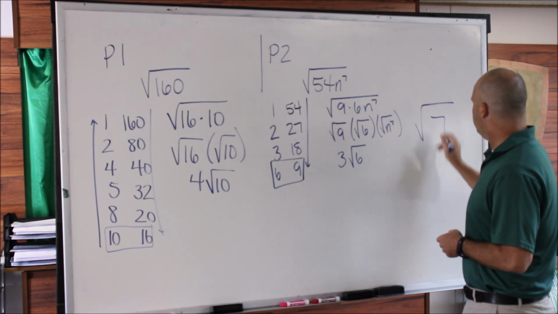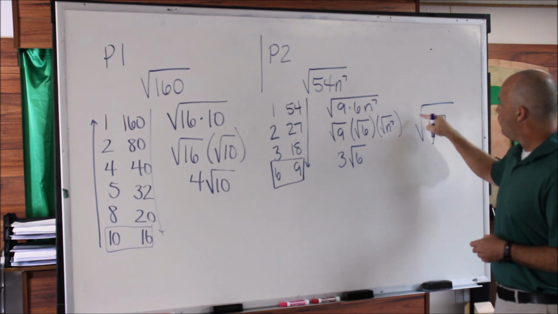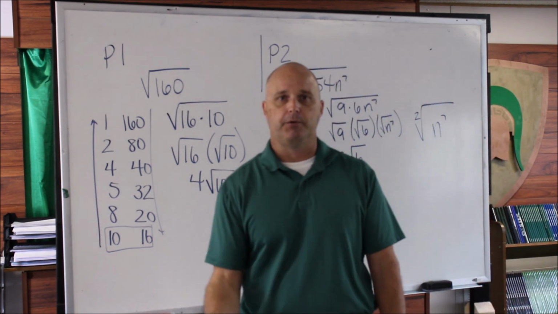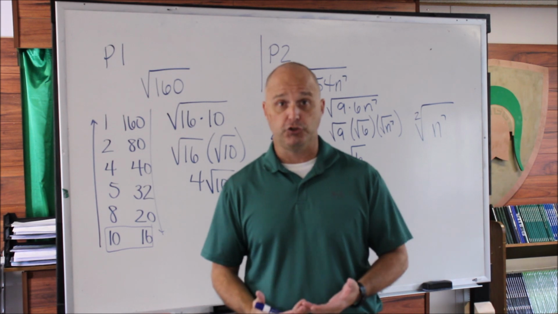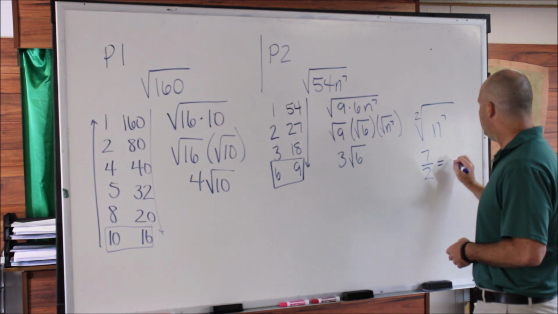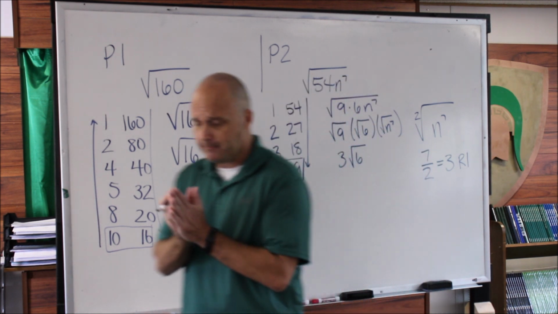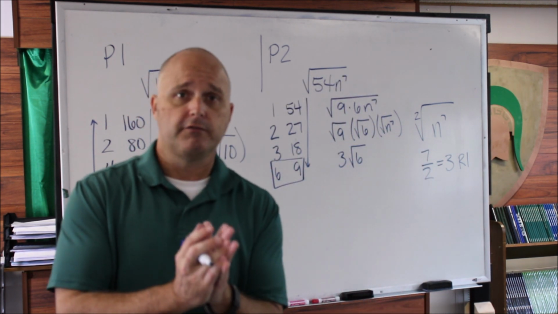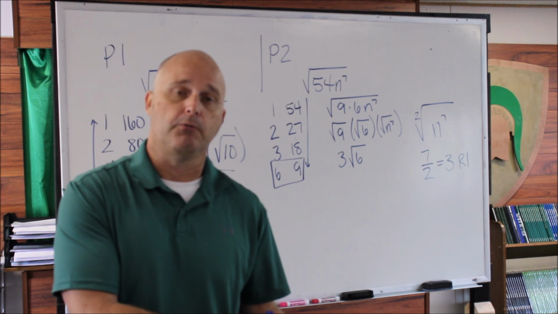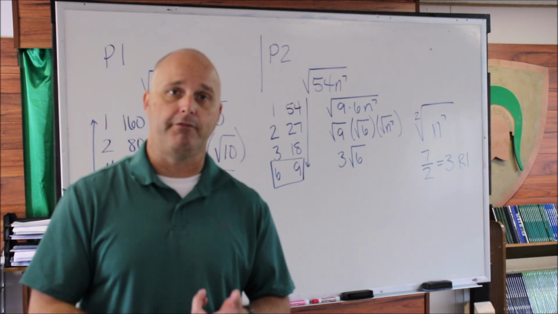We've got the square root of n to the 7th. So what I want to do is look at what my index is. The index is going to be a 2. What I'm going to do is divide the exponent that's attached to that variable by 2. So if I do that, I get 7 divided by 2 equals 3 with a remainder of 1. So this is what's important. Whatever the quotient is, that 3, that's the number of n's that I'm going to pull out of the radicand. Whatever the remainder is, that's the number of n's that are going to be left inside of the radicand.